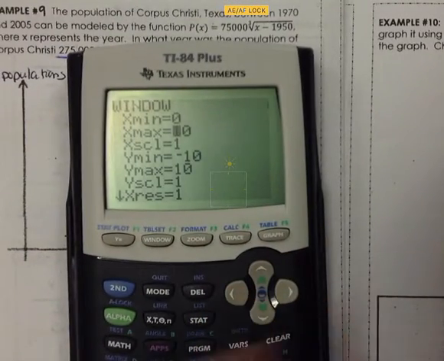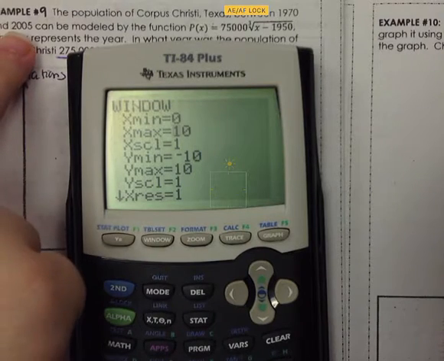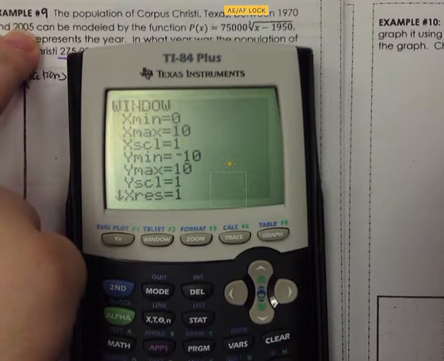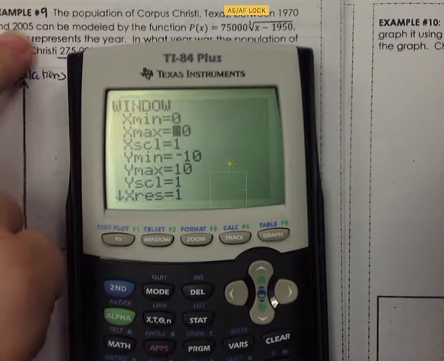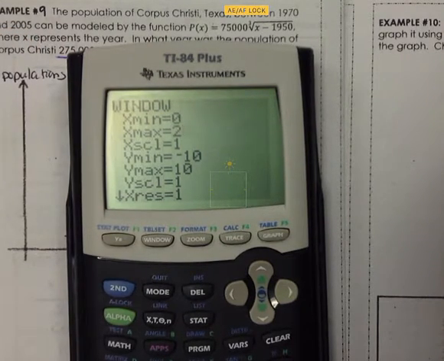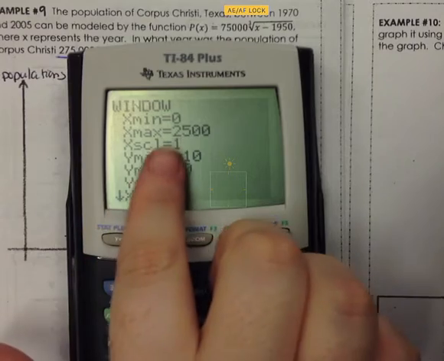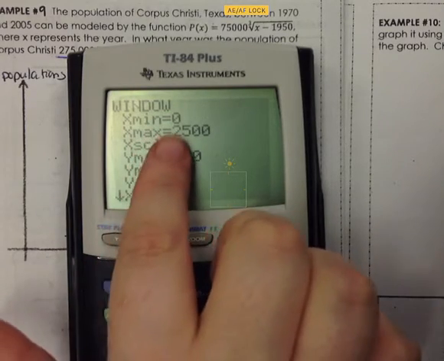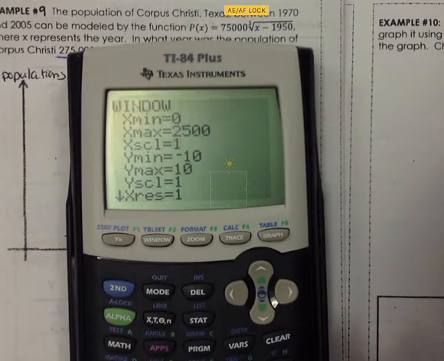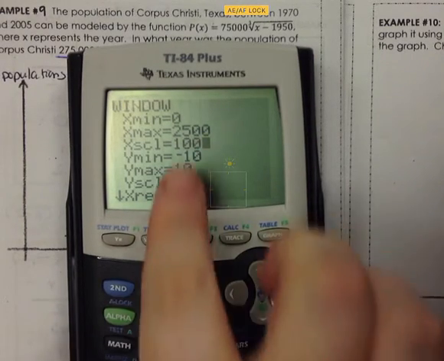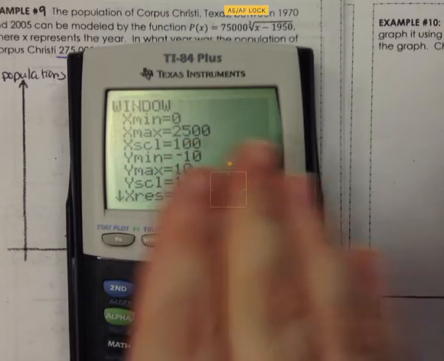Then for our x maximum, the maximum amount of years, 2005 would be between 1970 and 2005. So let's put more than 2005. Let's do like 2,500 as a precaution so that we can actually see the graph. Now this next one says x scale. I don't want to count by ones because then I'd have 2,500 little tick marks. So instead, if I count by maybe 100, then I'll have 25 tick marks, because that's every 100 I'll have a tick mark.